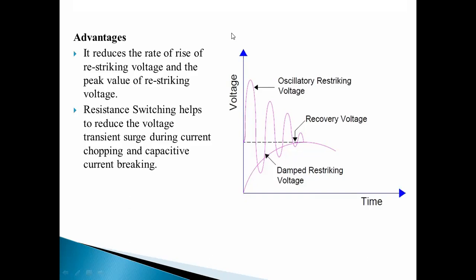And the second advantage is that resistance switching helps to reduce the voltage transient surge during current chopping and capacitive current breaking. So it is reducing the transient surges. As we have seen, these transients are also reduced by using this resistance switching. Okay, did everyone understand? Yes or no? Understood? Yes or no?